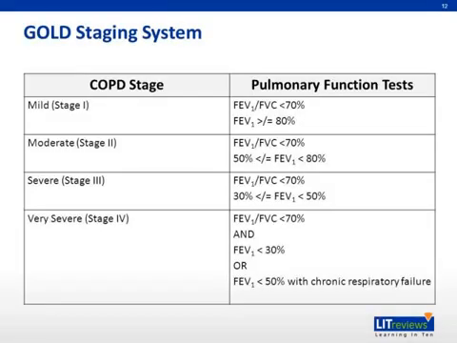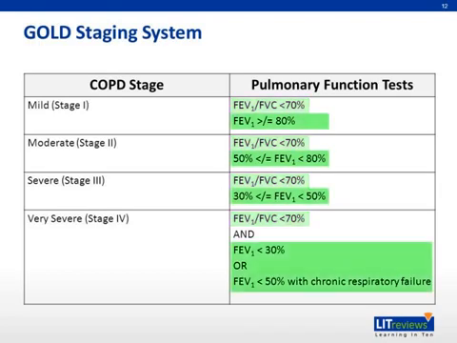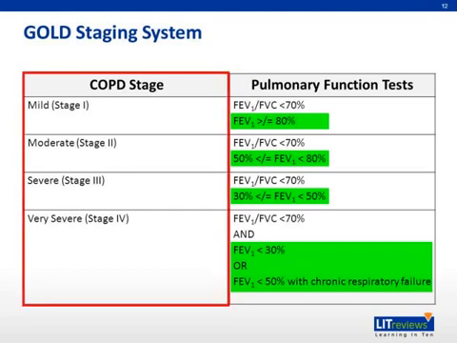The GOLD staging system is widely used to categorize patients by disease severity. With this system, results from pulmonary function tests help to assign severity stage. A reduced FEV1 to FVC ratio of less than 70% predicted is necessary to classify a patient as having COPD, while the FEV1 is the main determinant of severity of illness.